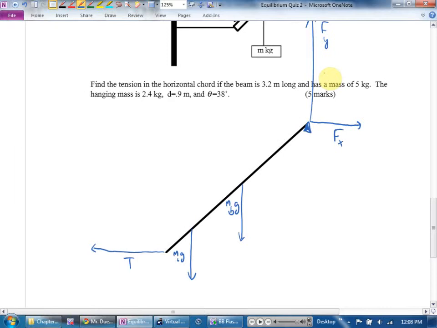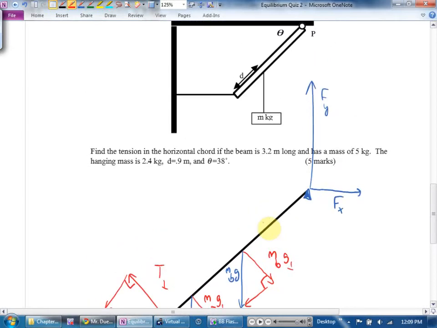Components. I said I want mass of the beam g perpendicular, parallel. Mass of the load g perpendicular, parallel. Tension perpendicular, parallel. Where that's a right angle, that's a right angle, and that's a right angle. The tricky part here, I think, was doing the trig.